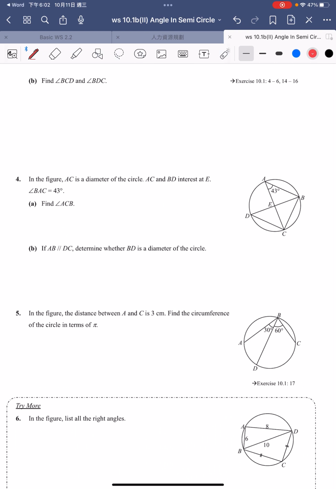Alright, question 4, we have AC is a diameter. AC is the diameter.